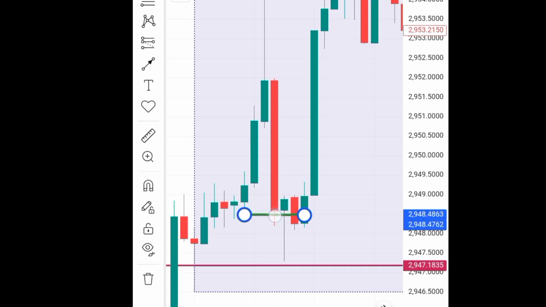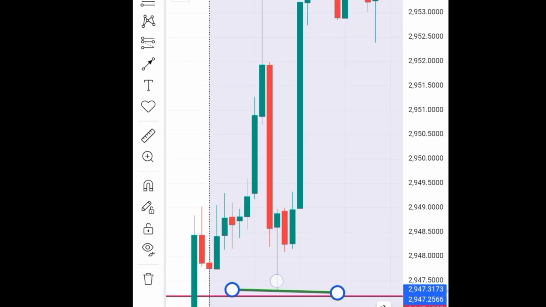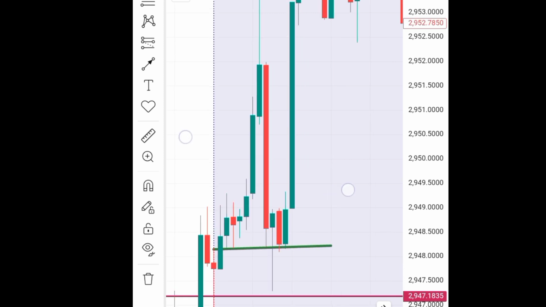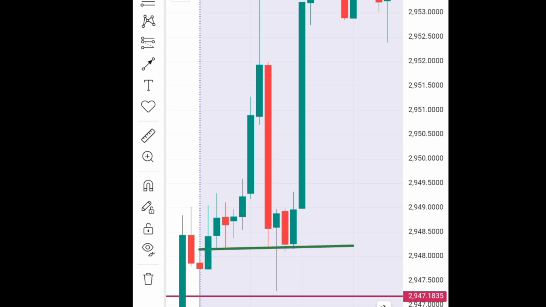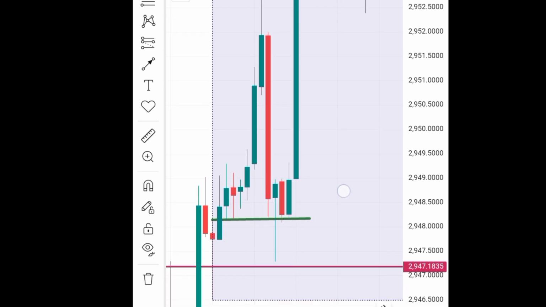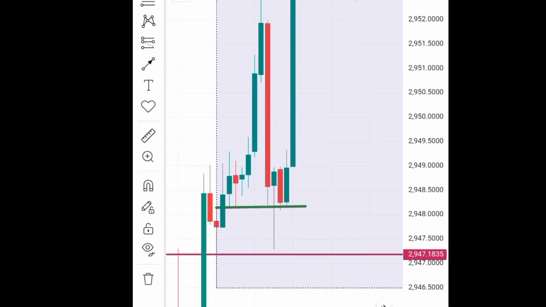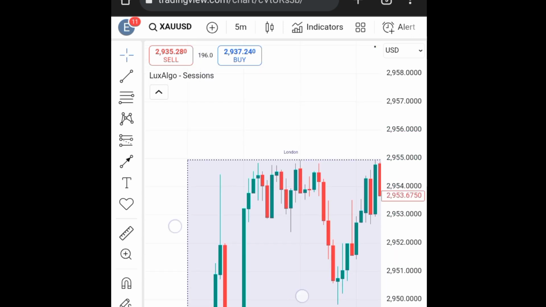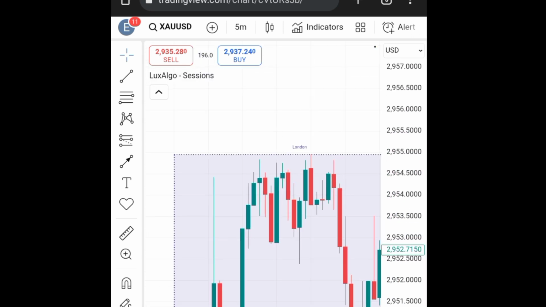Okay, this is where the wick is. No break of structure to the downside. It was just a liquidity grab right here. It didn't break and close below that wick. The market didn't close below those wicks. It was just wicking, so it wasn't a break of structure. Take that into consideration. So let us keep going.